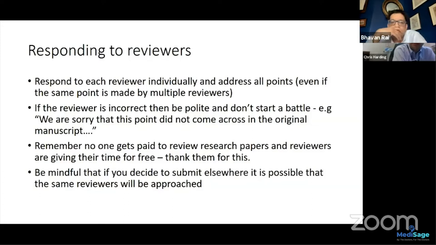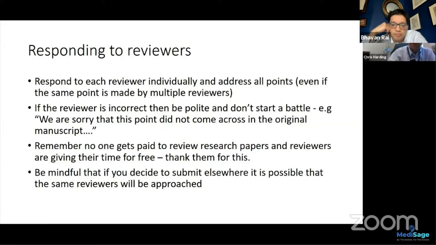So rather than pointing out the failings of the reviewer, you might want to just take this one on the chin and say something like, "We're sorry that this point did not come across in the original manuscript, but to clarify." And that's something that I think is really useful. You don't want to be adversarial with reviewers, because after all, the decision on your paper remains in their hands. You should remember that reviewers don't get paid to do this job. They do it in their own time, and they're giving their time for free. And therefore, you should thank them regularly throughout your response to the reviewers.